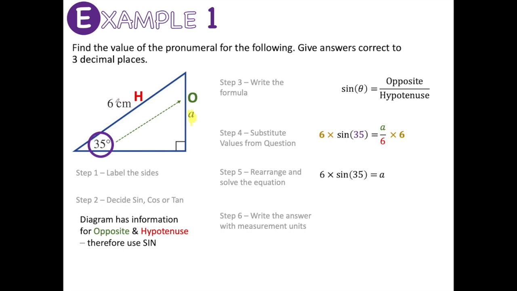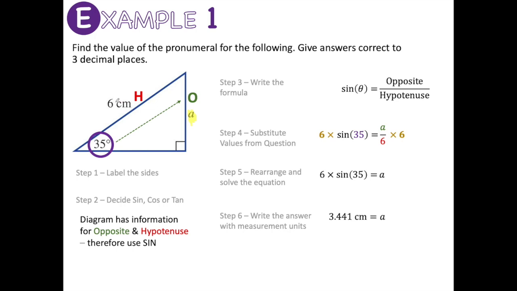So now I can calculate my answer and write the units of measurement. In my calculator, I'll put in 6 times sine 35, hit the equals button, and a is equal to 3.441 centimeters. So my missing a side is equal to 3.441 centimeters.